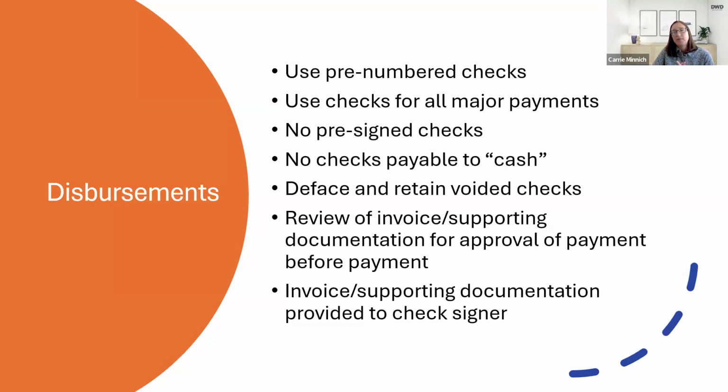Please don't write any checks that are payable to cash. If you have petty cash and you need to replenish the petty cash fund, it really should be written out to an individual. Now, obviously, you can put the individual's name and note on there, replenish petty cash. But if you write a check just to cash, anyone that has that check can cash it. So again, adding an individual's name restricts who has access to that cash. If you have to void a check, make sure that you deface it properly, and also make sure that you maintain it. So again, you can account for all of your organization's checks.